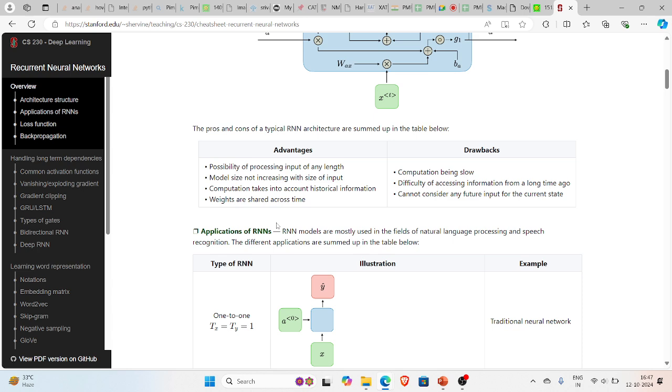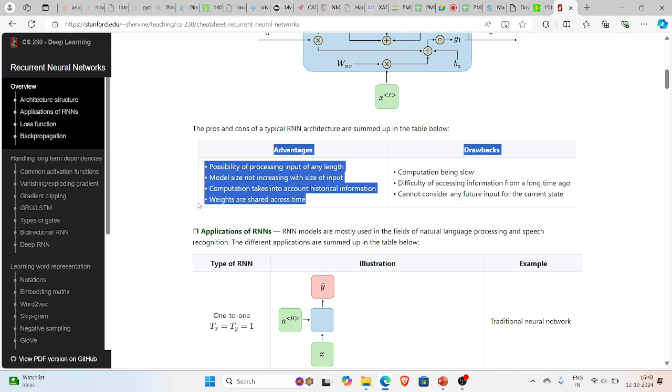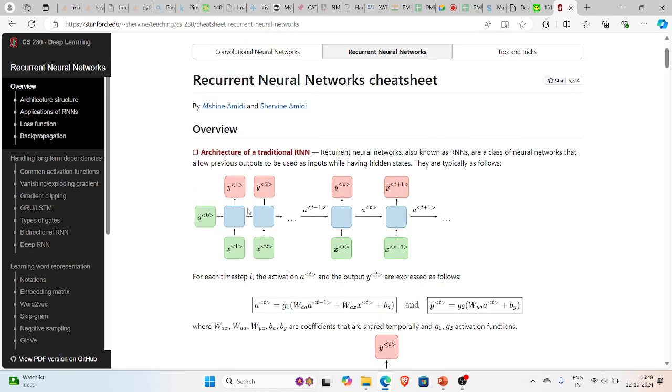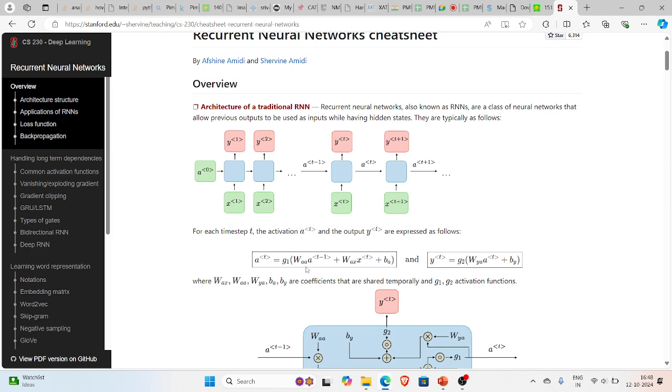So the advantages, as you can see, include the possibility of processing input of any length. That can be done. It is also computationally slow, because as the number of layers or iterations keeps increasing, it becomes slower. If the sentence length is long, it can be a big problem. The weights are shared across time, as you can understand. So these two equations are very important. Let's see what is there.